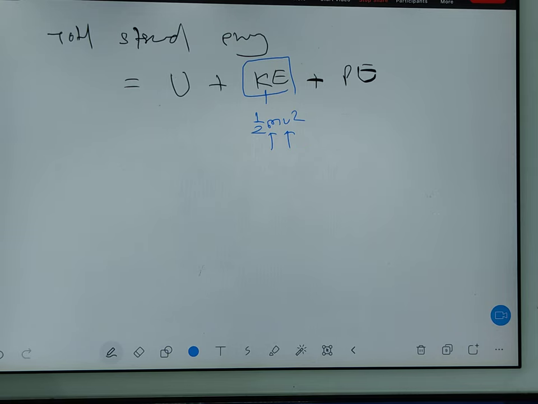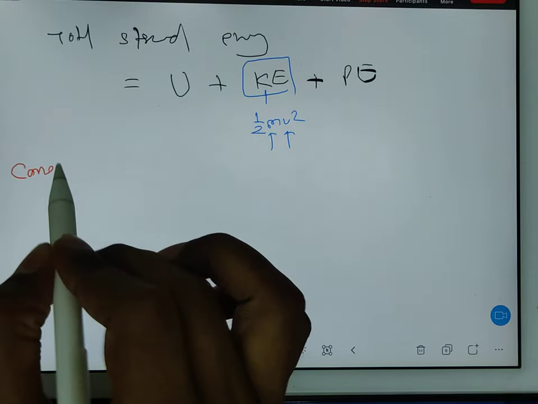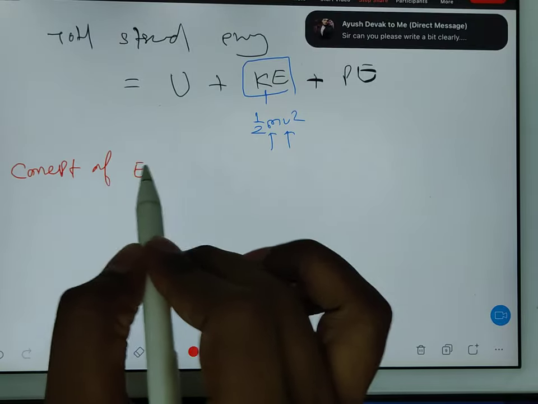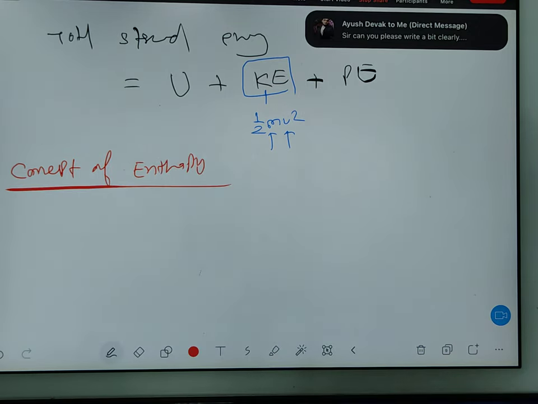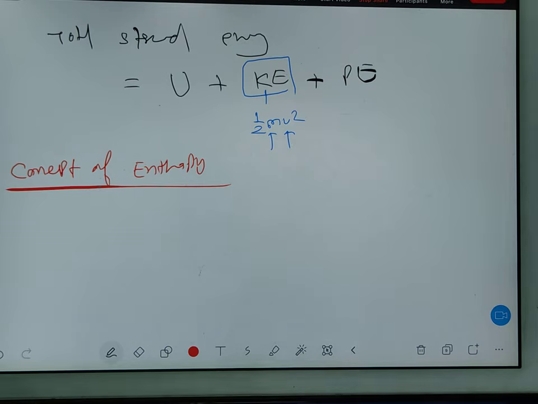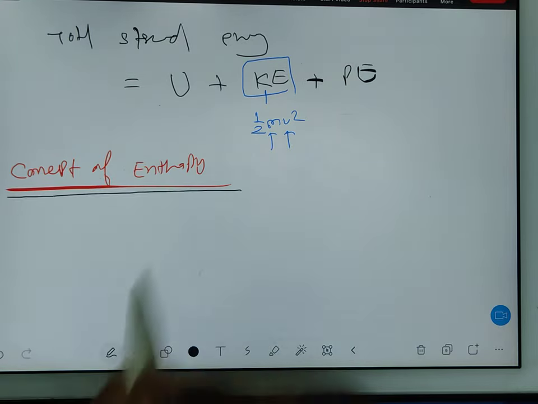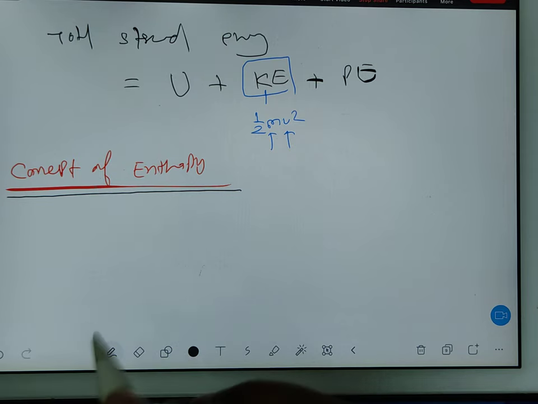Now I have to explain the concept of enthalpy, which is a very important concept. So in the concept of enthalpy, it goes like this, understand.